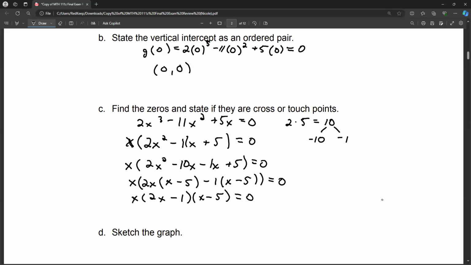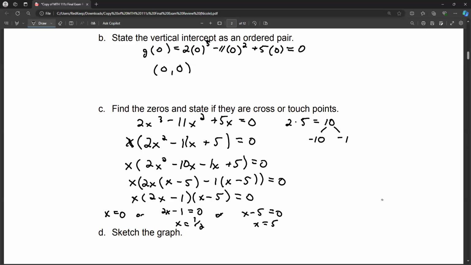And here we can just happily apply the zero product rule. So we find that x is equal to 0, or 2x minus 1 is equal to 0, which implies that x is equal to 1/2, or x minus 5 is equal to 0, which implies that x is equal to 5.